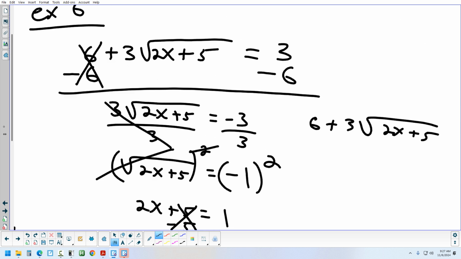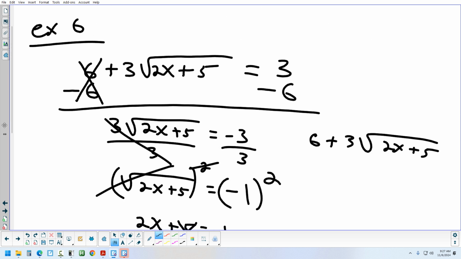All right, so let's just make sure we did it right. Plugged in negative 2. 2 times negative 2 is negative 4. Negative 4 plus 5 is 1. Square root of 1 is 1. 1 times 3 is 3. 3 plus 6 is 9.